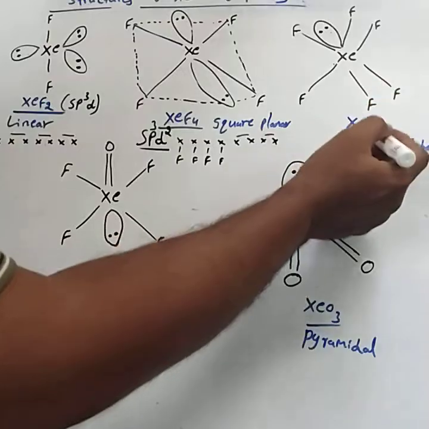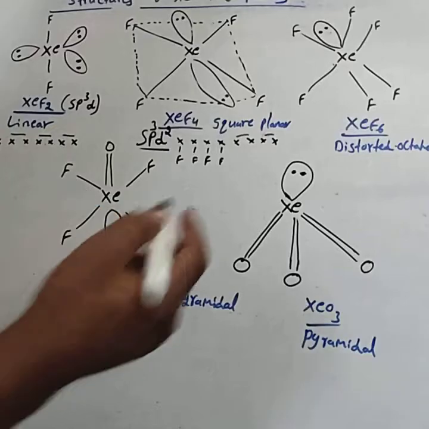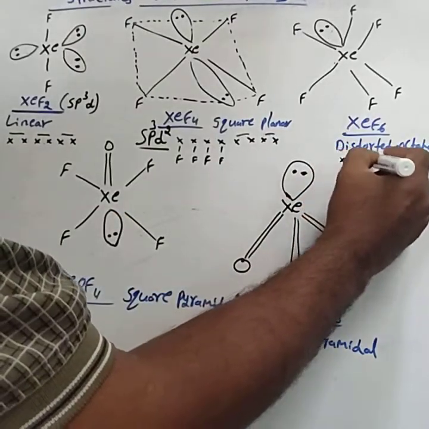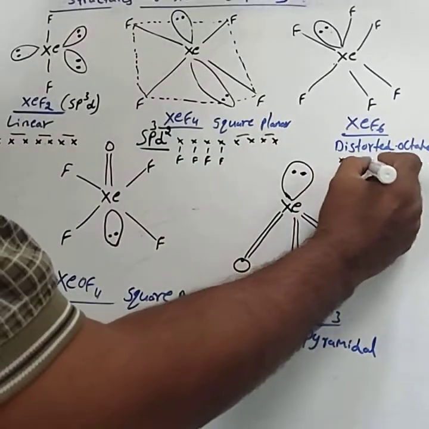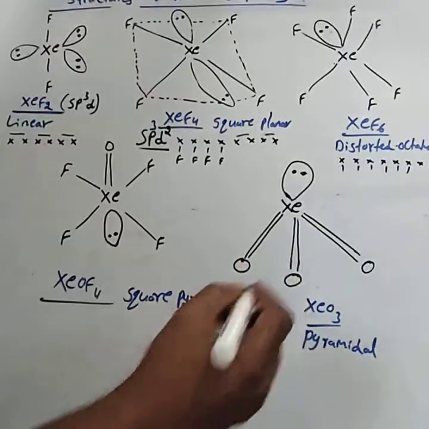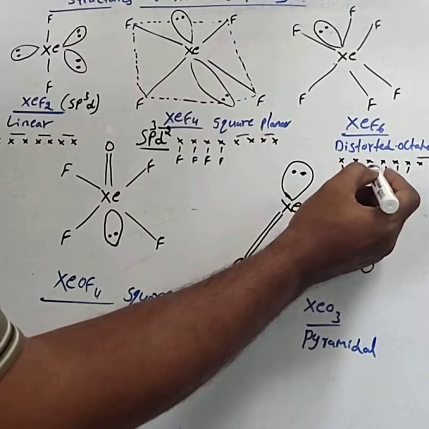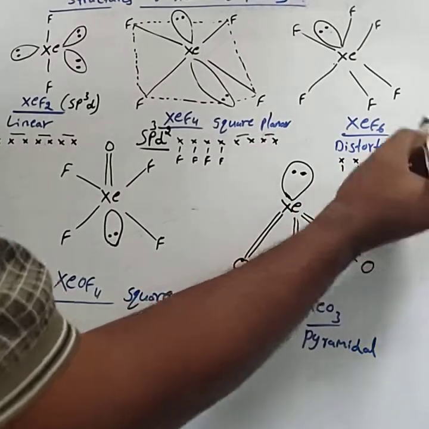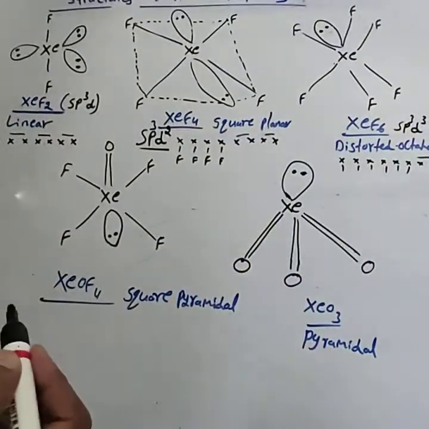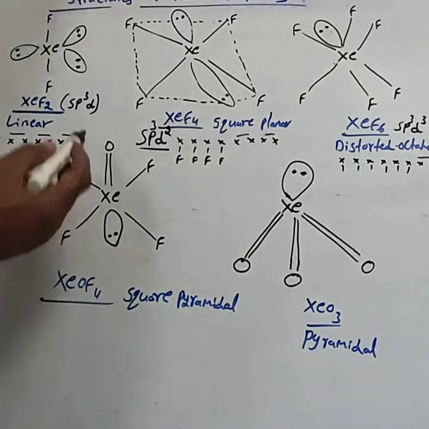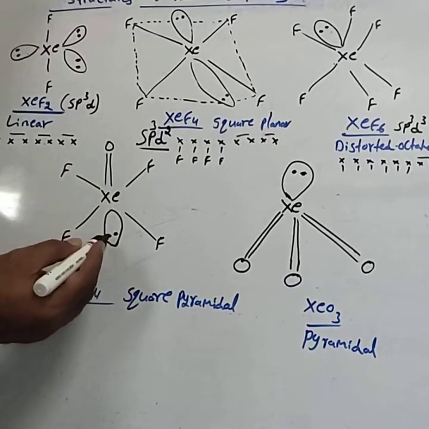Then XeF6 has a distorted octahedral structure with 1 lone pair. Similarly, we find out the hybridization. 8 valence electrons, 6 fluorine atoms. Then this is the 1 lone pair. Then hybridization is S, P1, P2, P3, D1, D2, D3. That means it undergoes sp3d3 hybridization. Similarly, XeOF4. XeOF4 has a square pyramidal structure with 1 lone pair.